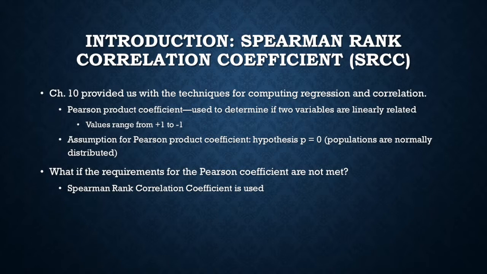Chapter 10 provided us with the techniques for computing regression and correlation. The Pearson product coefficient was used to determine if two variables were linearly related. The values ranged from positive 1 to negative 1. The assumption for that product coefficient was that the hypothesis ρ was equal to 0, where the populations were normally distributed. But what if the requirements for the Pearson coefficient were not met? We could then use the Spearman rank correlation coefficient.